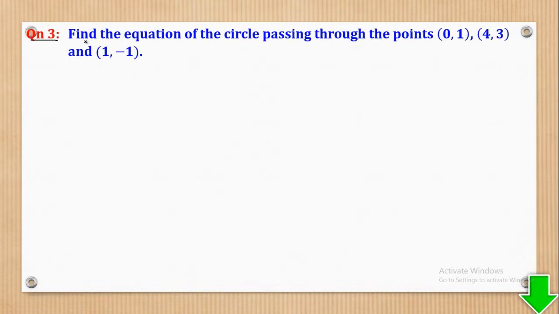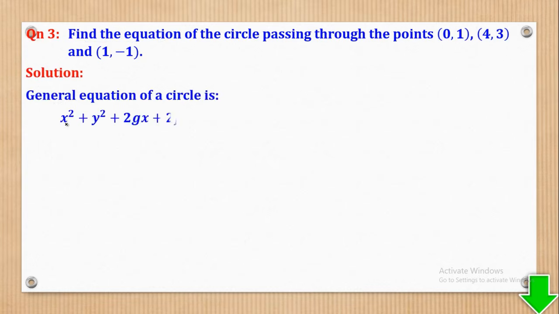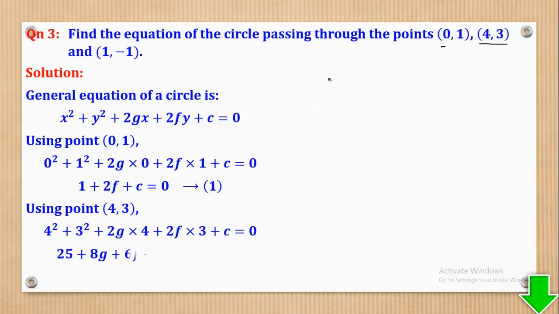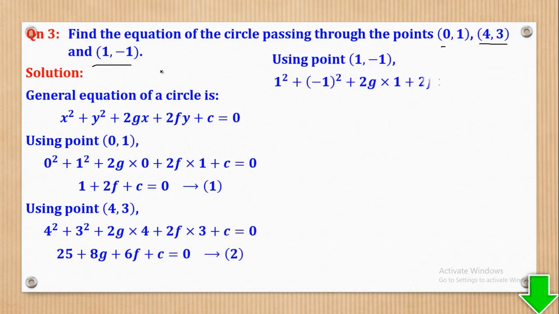So question 3 says, find the equation of the circle passing through the points 0, 1, 4, 3 and 1, negative 1. So I believe by now we have mastered the concept. So what we are going to do is to just go through this solution quickly. So the general equation of the circle is that. So using this point, I'll substitute for x and y, then get equation 1. Then using this other point, I'll substitute for x and y, and then come up with equation 2. Then using this third point, substitute to give you that, and then get equation 3.